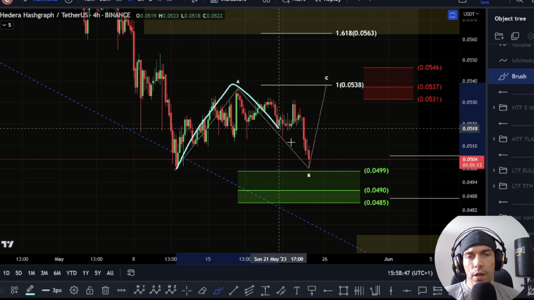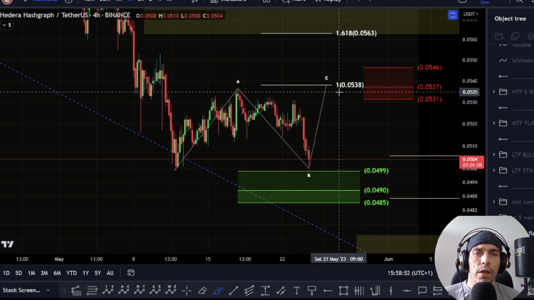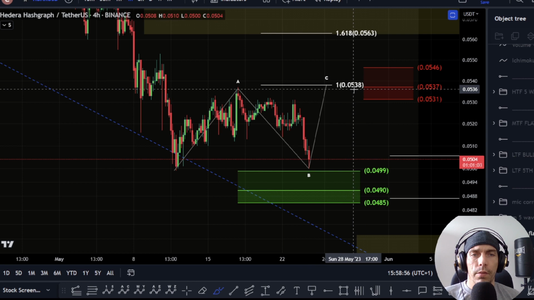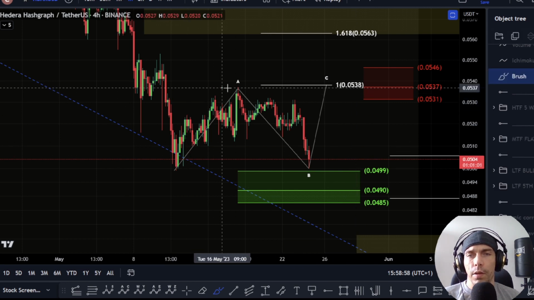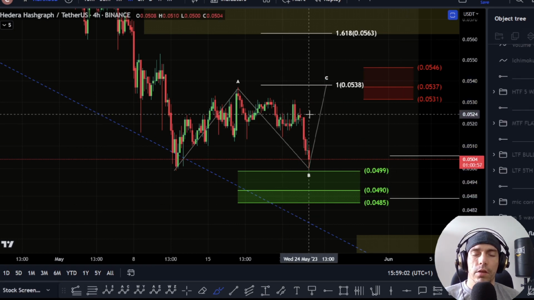If it's just a regular flat, what we can see is the potential for a move up here towards this 1-to-1. This would be quite common as a regular flat. Now this would be towards this 538 area, and that would actually be setting up a double top here potentially, and then looking for that possibly of continuation down.